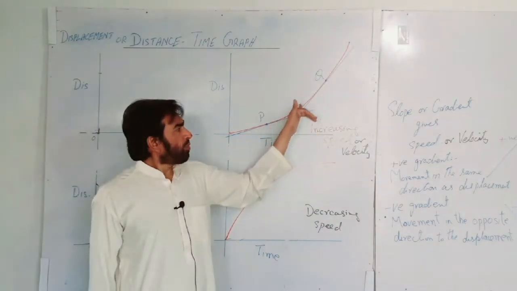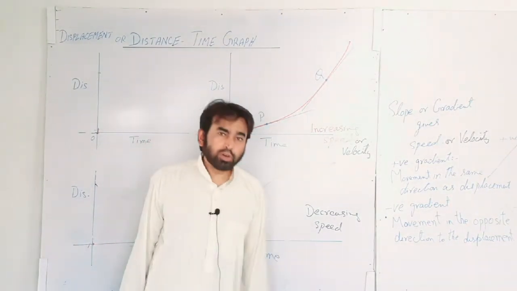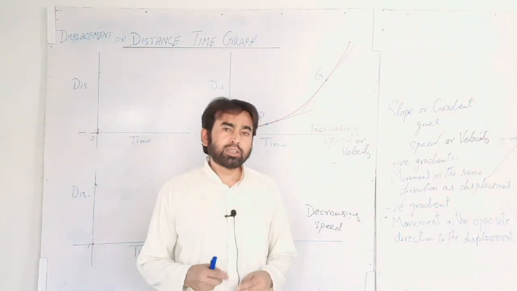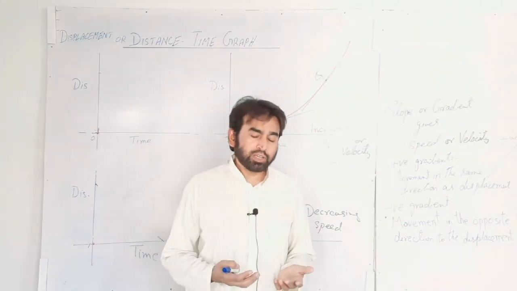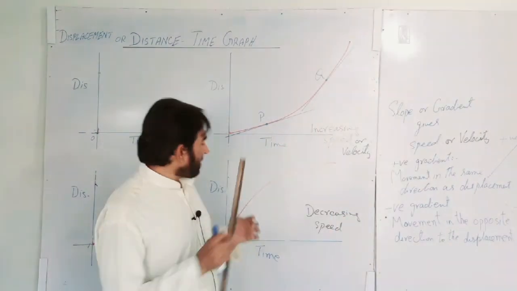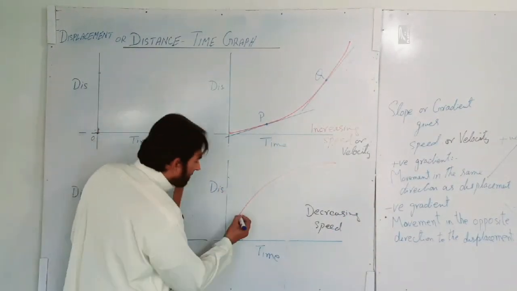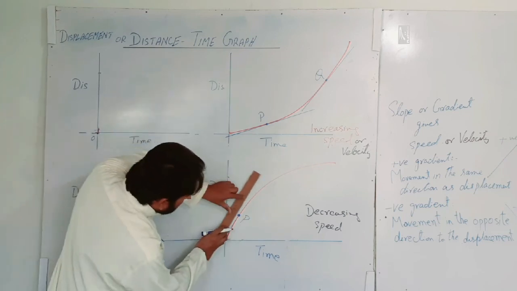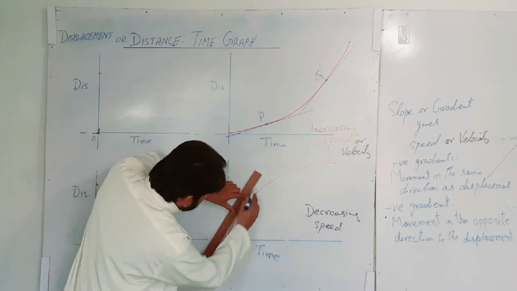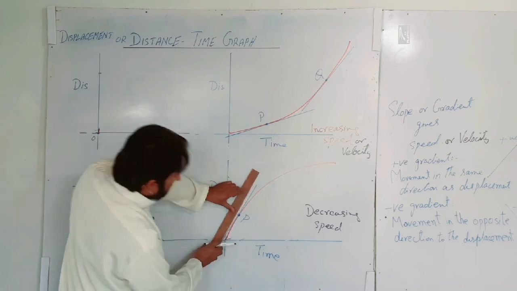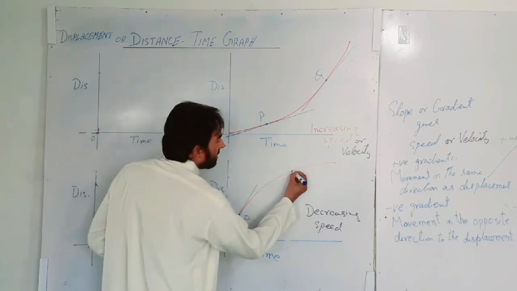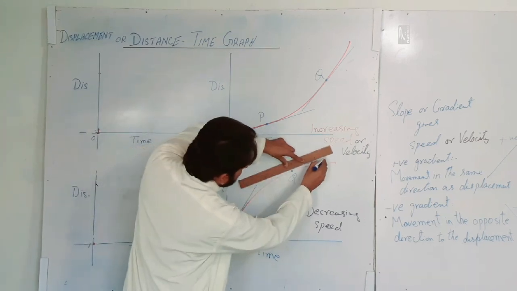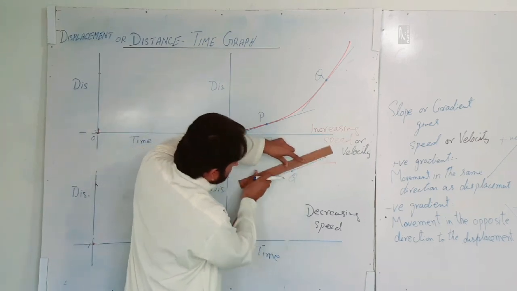So as many points as you draw and as many tangents as you draw, from that trend you can find out that the velocity or speed is increasing. Now the same thing you can do in this case. Let us consider a point P here and draw a tangent at P like this. Now you have to take another point Q and draw another tangent at Q like this.